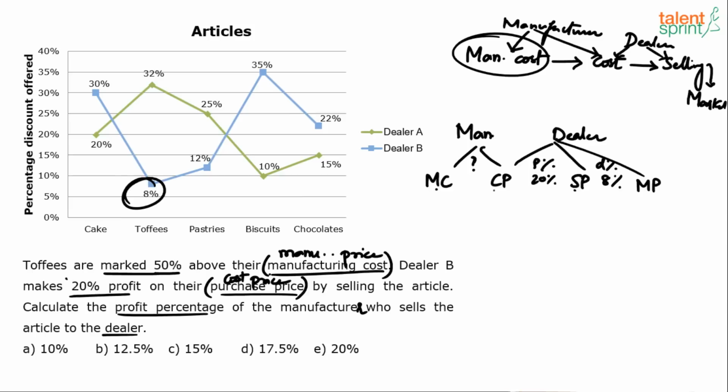Yeah. Now understand, what do we do? Toffees are marked 50% above the manufacturing price. Let's assume the manufacturing price is 100 rupees.